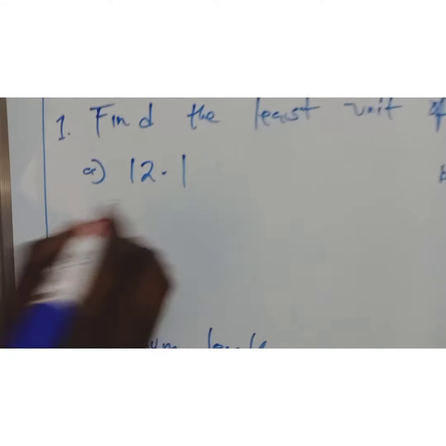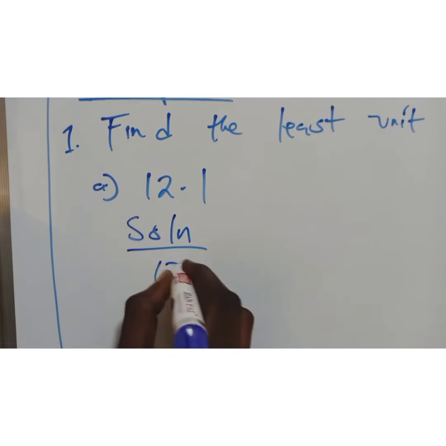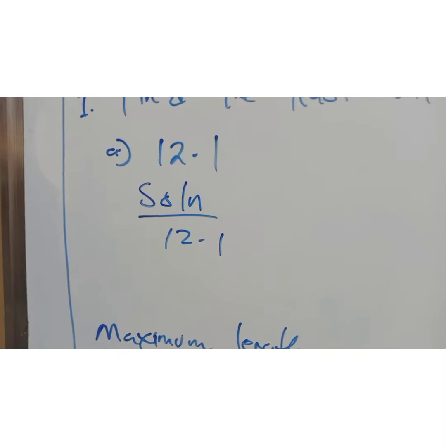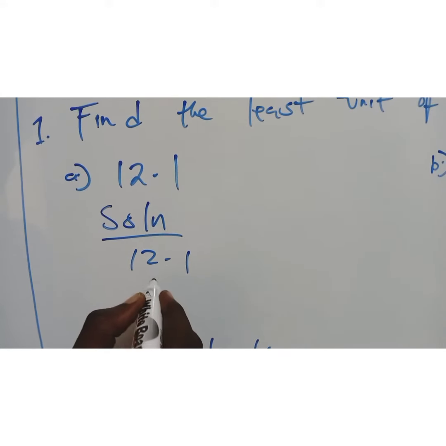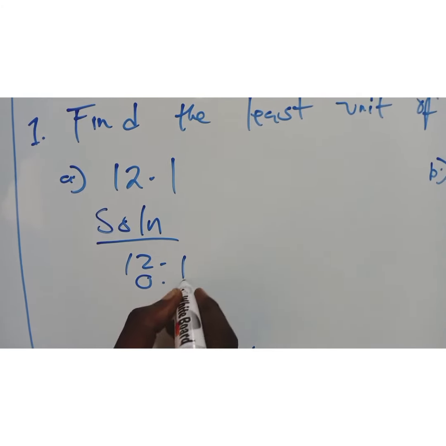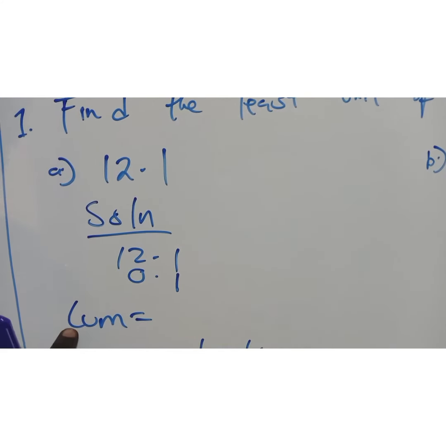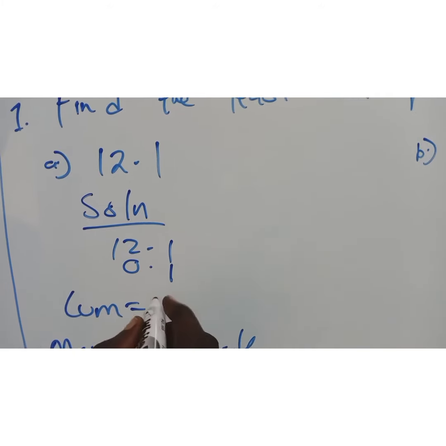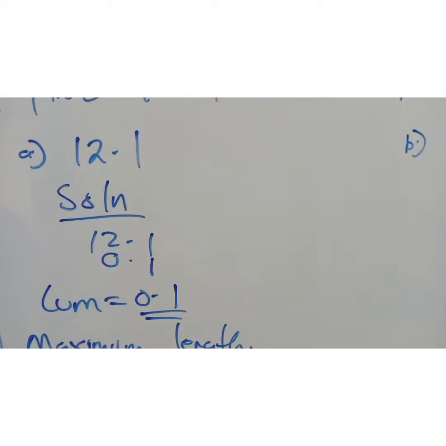So we have 12.1. Start with the solution. This is 12.1. It's a decimal place, so I've said put zeros in front. So I'll put a 0 here, 0.1. So therefore, LUM, standing for least unit of measurement, is equal to 0.1. Simple as that. Let's check this one.